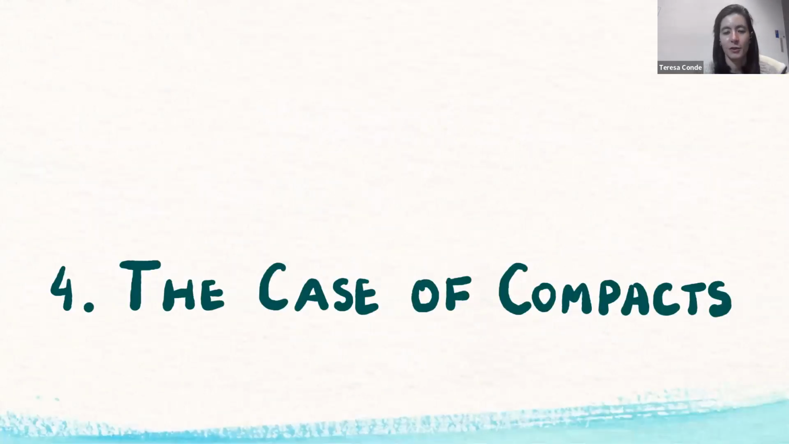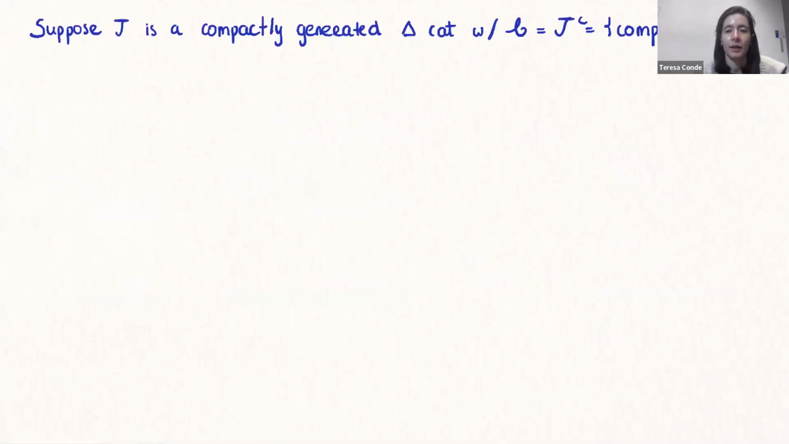Okay, so just to conclude, we are now going to apply our results to the case where the category C is the category of compact objects of some compactly generated triangulated category. So throughout now, T is going to be a fixed compactly generated triangulated category, and C is going to be the subcategory of compact objects of T.